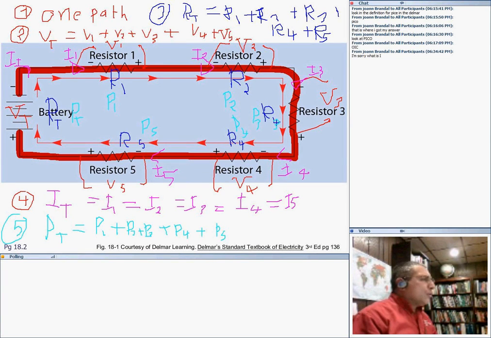And Rule 5: the power coming out of the source, the battery, equals the sum of the power consumed, digested, eaten, burned by every single resistor. Any questions, guys, about these 5 rules? Please write them in your own words and fully understand them. Because with these rules, my friends, you can analyze a series circuit. No way without them.